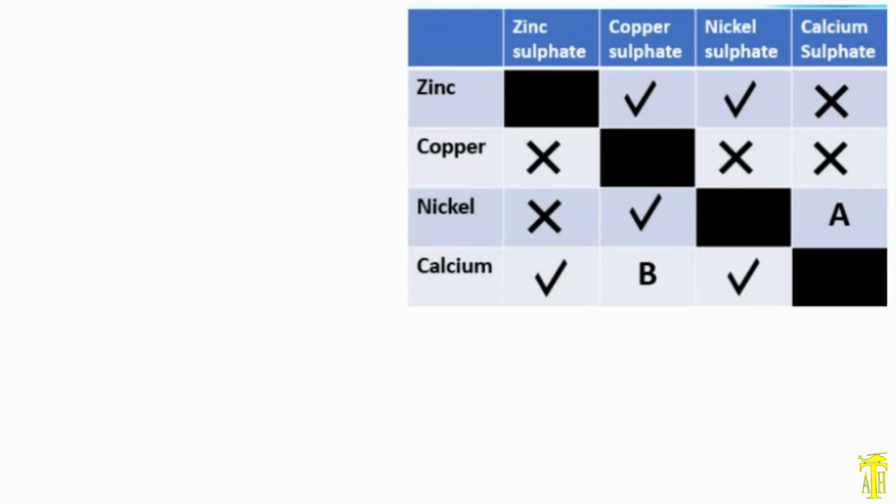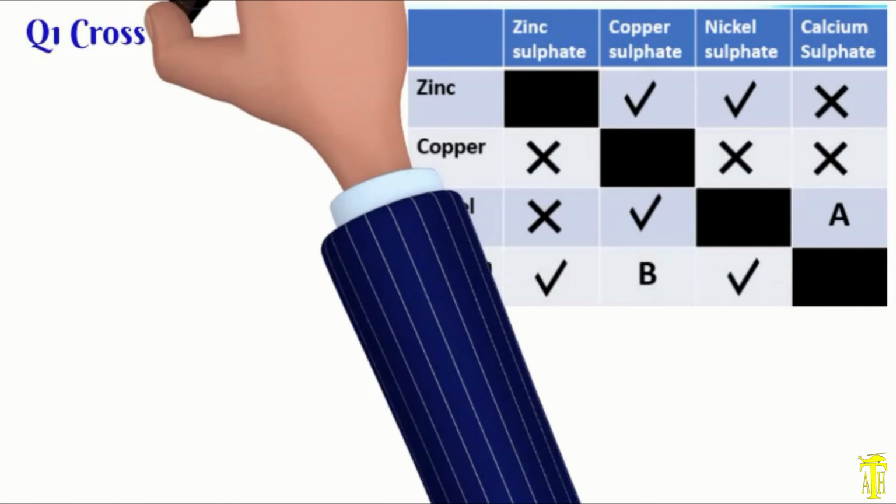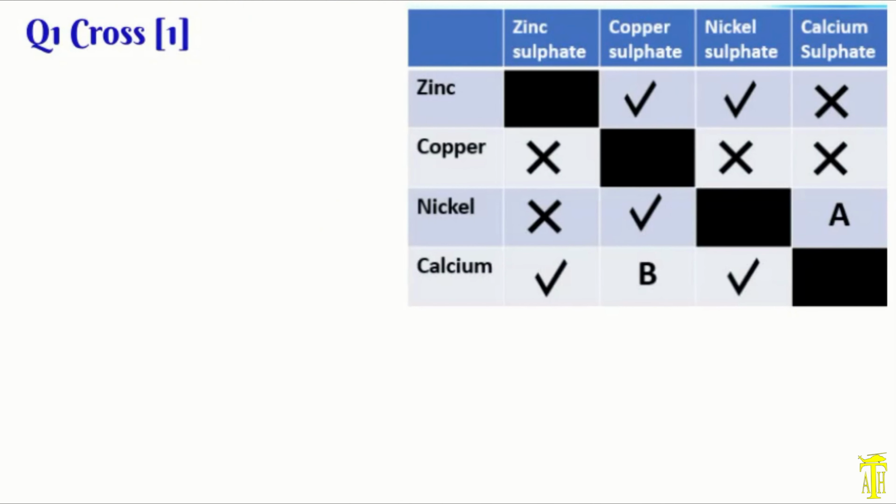So question 1, is it a tick or a cross in box A? Well, box A is showing the reaction between nickel and calcium sulfate. Well, if we look at the reverse reaction of calcium and nickel sulfate, we see that there was a reaction. The calcium took the sulfate, therefore calcium is above nickel. So when we do it the other way round, calcium's going to keep hold of the sulfate because it's higher, so we're going to have no reaction, so a cross goes into A.